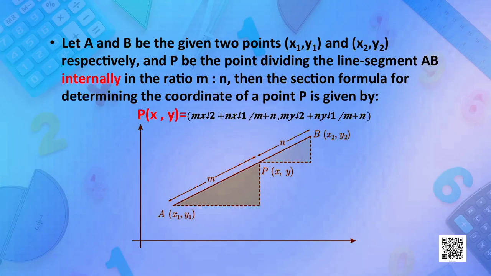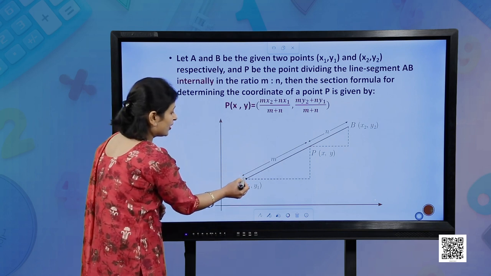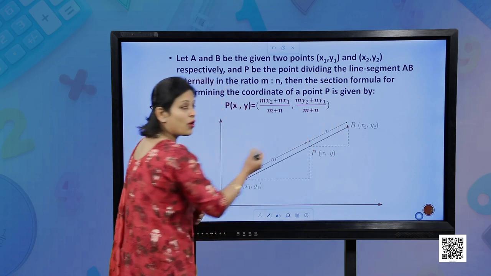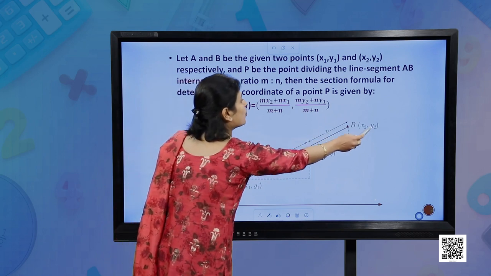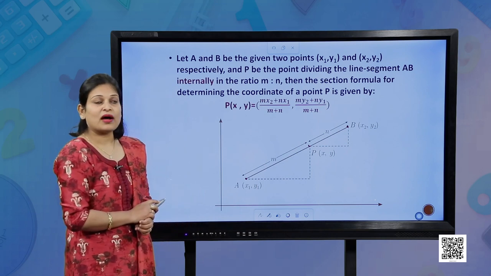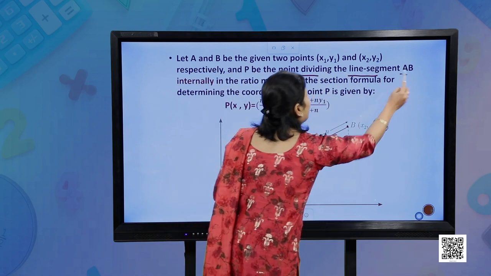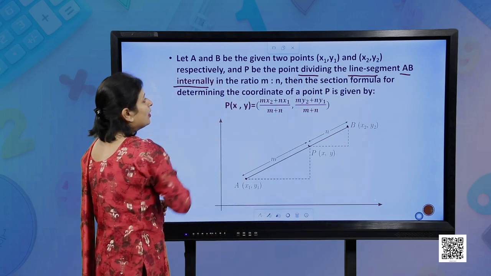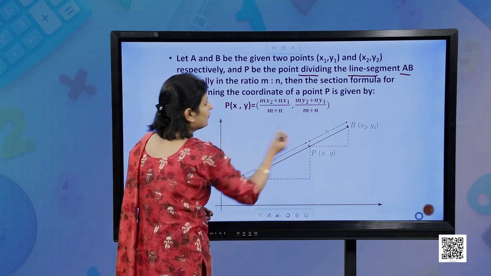Now, let A and B be the given two points (x1, y1) and (x2, y2). What we have to do is just plot these two points in a coordinate plane. So, A (x1, y1) and B (x2, y2). Now, consider a point P which is (x, y). The point P is dividing the line segment AB internally in the ratio m is to n.